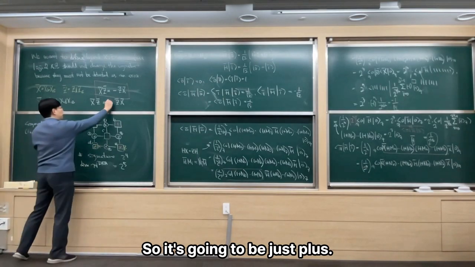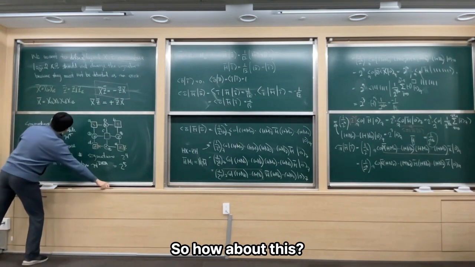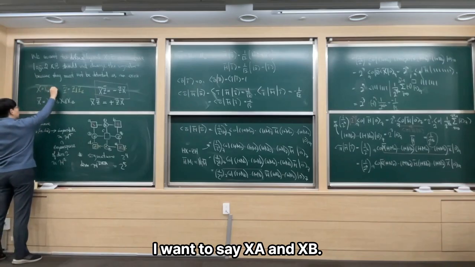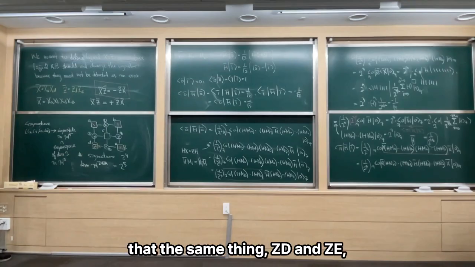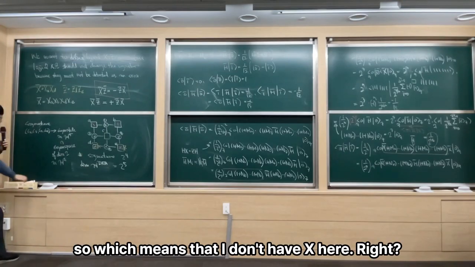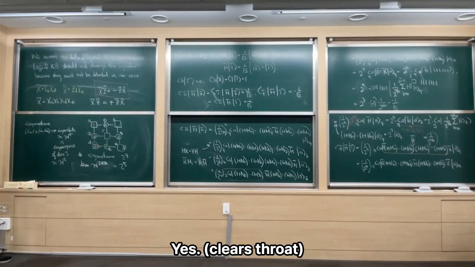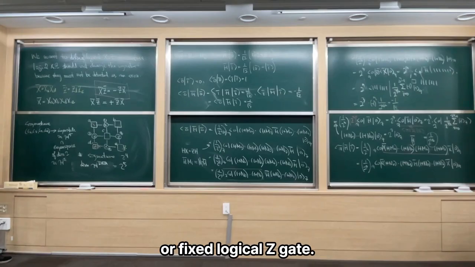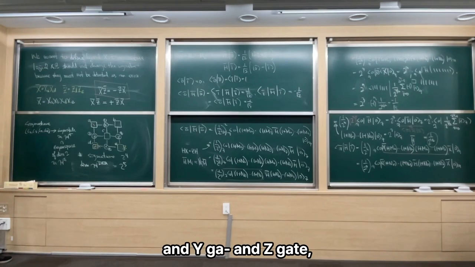So it's going to be just plus. So this does not act as an X gate. How about this? Instead of having XB, XE, I want to say XA and XD. And then I take another logical Z, the same thing, ZD and ZE. Which means that I don't have X here. Does it work as a logical X gate? Yes. So there's no single X gate. There is no fixed logical X gate or fixed logical Z gate. As long as it satisfies the rule of X gate and Y gate and Z gate, it can be used as a logical X and logical Z.